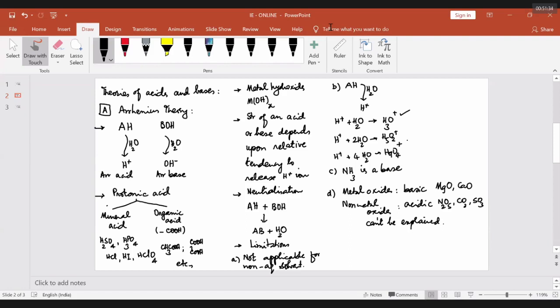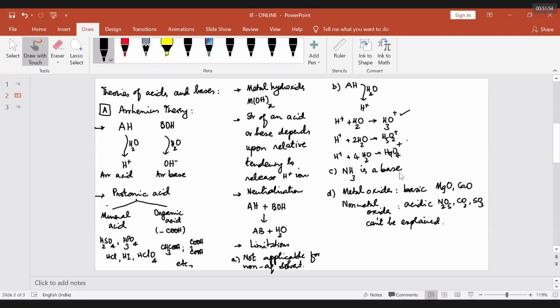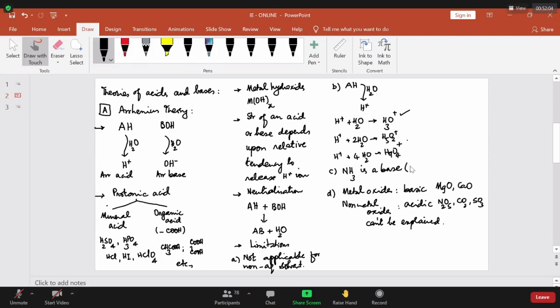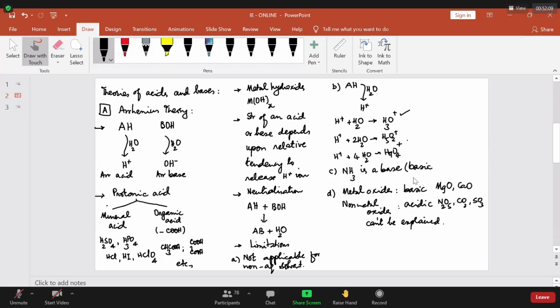Point C. Ammonia is basic in nature. But according to Arrhenius theory, a base should have OH minus ion. It does not have OH minus ion here. Therefore, we can say the basic nature of ammonia cannot be explained. The drawback is that the basic nature of ammonia cannot be explained. It has hydrogen, therefore according to the theory it would have to be an acid.